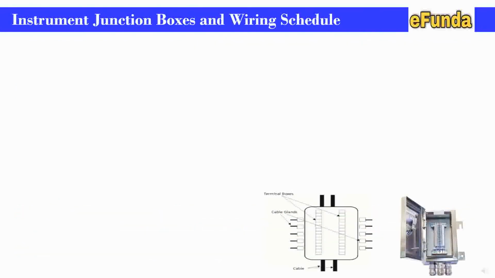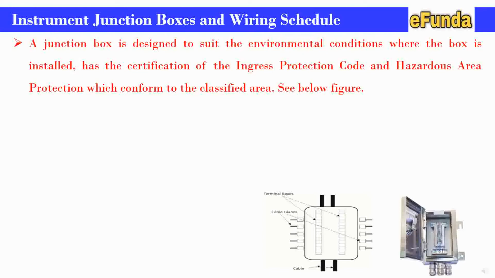Now moving on to instrument junction boxes and wiring schedule. A junction box is designed to suit the environmental conditions where the box is installed, as per the certification of the Ingress Protection Code, that is IP, and hazardous area protection which conform to the classified area. See figure below where one can see the junction boxes.